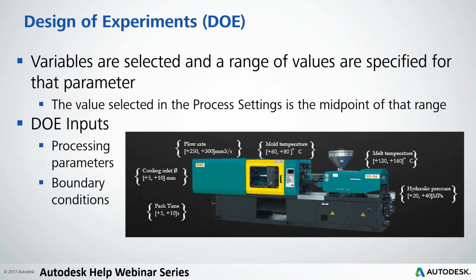Again, with a DOE, variables are selected and a range of values are specified for that parameter. The value you define in the process settings is the midpoint of that range. The DOE analysis determines the relative impact of those variables and recommends the optimum processing conditions based on the analysis criteria. Any numerical input for the analysis can be used as a DOE input. So some examples are shown here: processing parameters such as pack time, mold temperature or melt temperature, and boundary conditions such as coolant inlet properties.